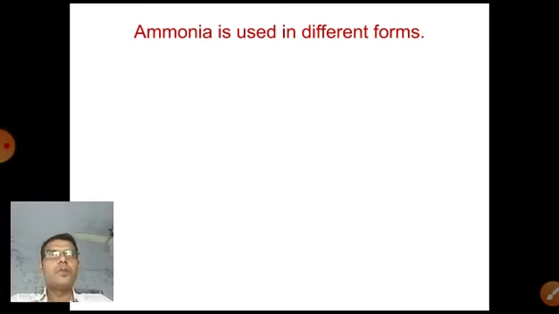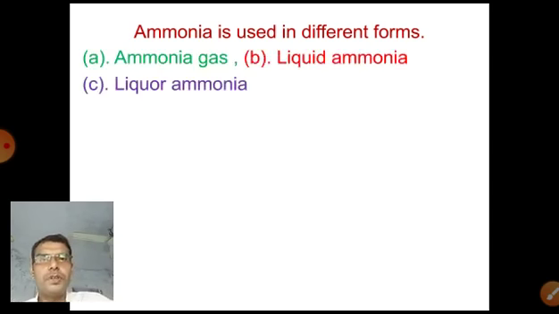Now ammonia is used in different forms. Generally ammonia is present in nature in the form of gas, but it is also used in different forms, such as gas, liquid ammonia, and also liquor ammonia.